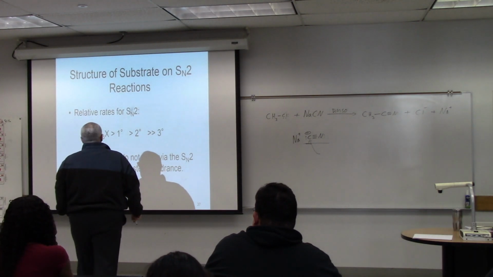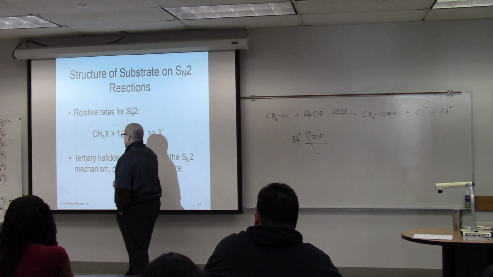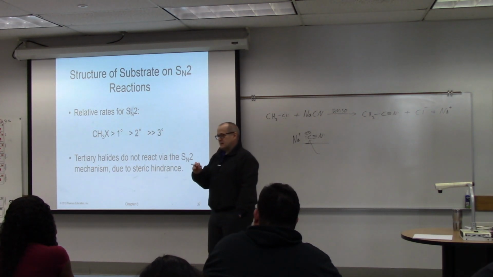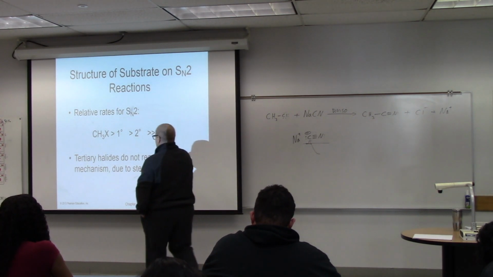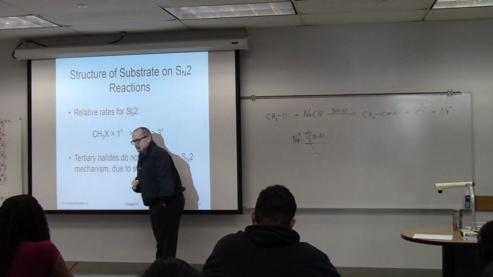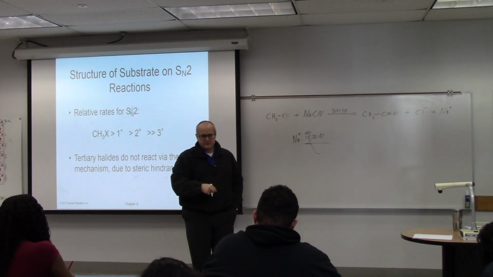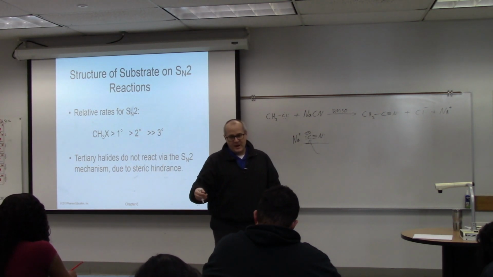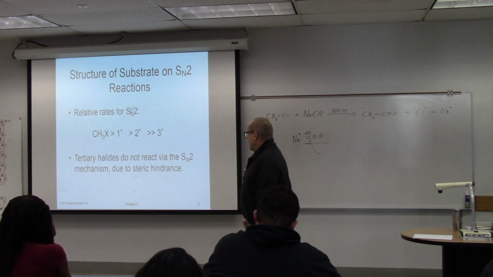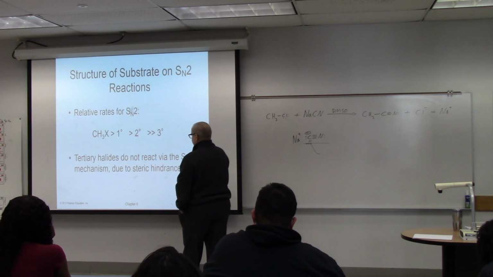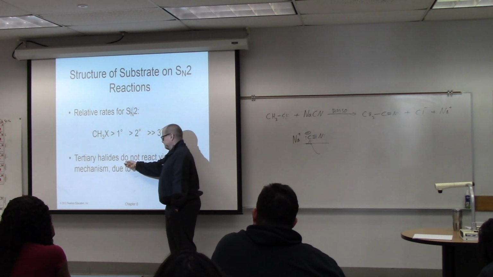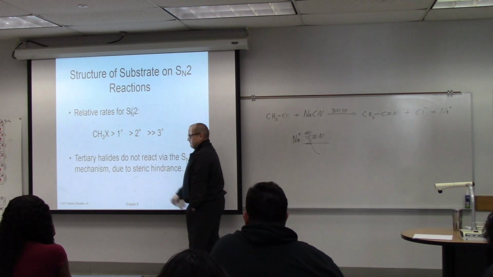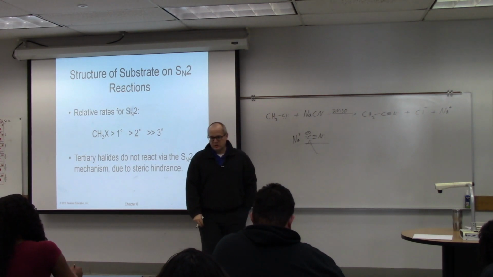Now, let's take a look. Methyl halides react the fastest. Primary halides react second fastest. Secondary reacts a little bit slower than that. And tertiary halides do not react.